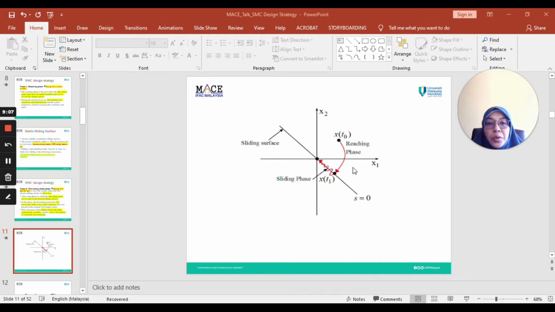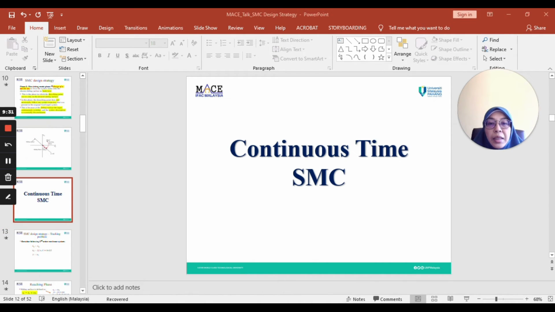So this is how we hope our SMC works. We should start somewhere in the reaching phase, and it has to reach the sliding mode phase in finite time. As I mentioned earlier, our design strategy is concentrated on continuous time, so I will not touch on discrete time SMC.